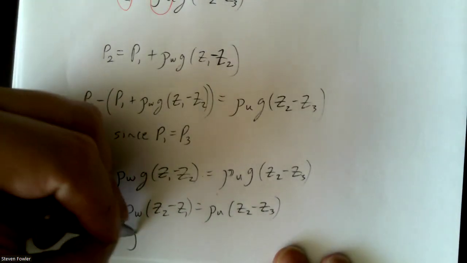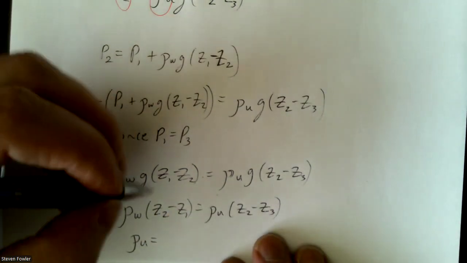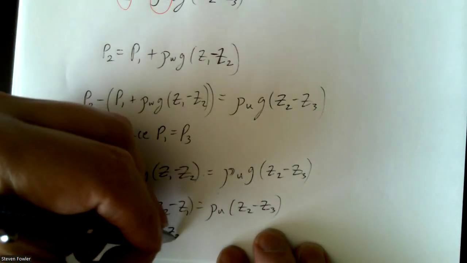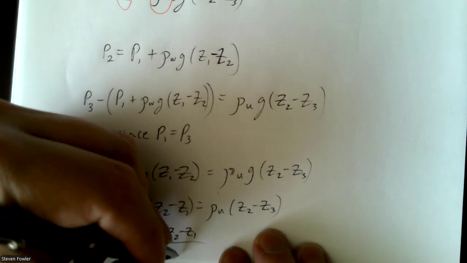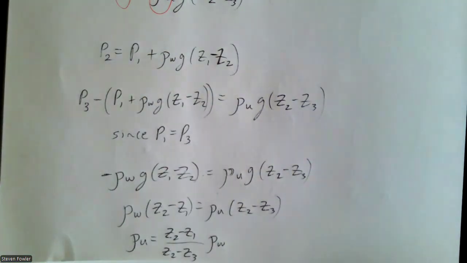And I'm trying to find the unknown density. I'm going to group the z's together in a single ratio. So it's going to be Z2 minus Z1 divided by Z2 minus Z3, times the density of water. Notice I've not plugged in numbers until the bitter end. I'm down to the point where I know all of these. I've solved for my one unknown, and I can go ahead and write it out.